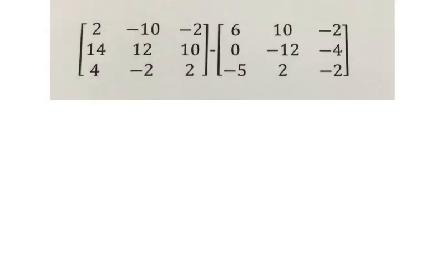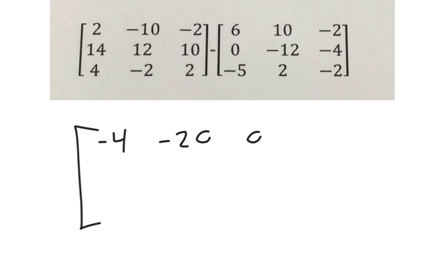Essentially distribute that negative. That's 2 minus 6 is negative 4. Negative 10 minus 10 is negative 20. Negative 2 minus negative 2 is 0. 14 minus 0, 14. 12 minus negative 12 is 24. 10 minus negative 4 is 14. 4 minus negative 5 is 9. Negative 2 minus 2 is negative 4. 2 minus negative 2 is positive 4.